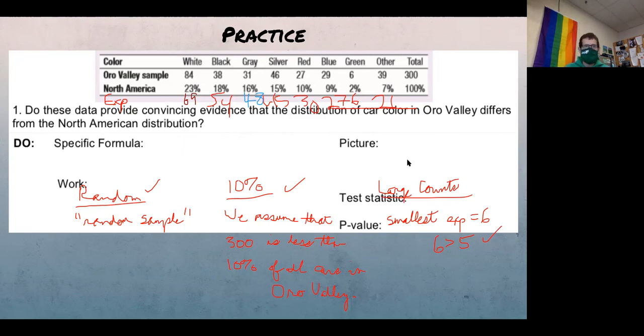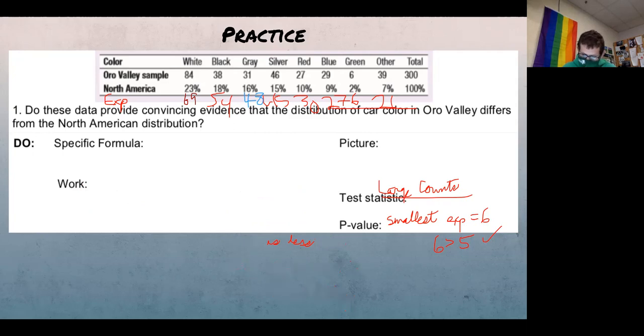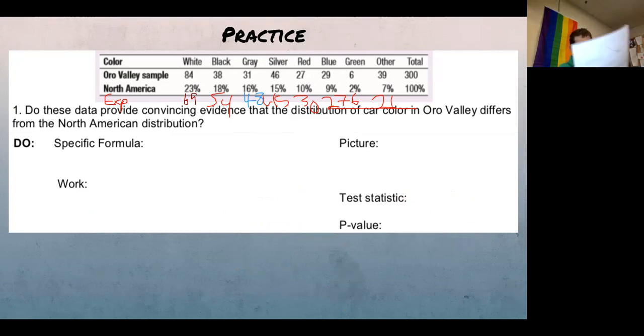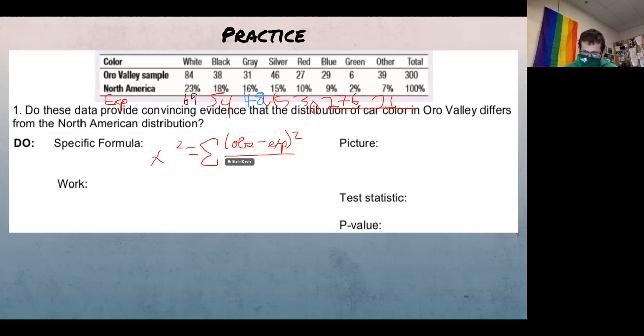But there we go, we've checked our conditions. Now we can do the work. The specific formula that we're doing, I'm going to erase this stuff down here. All right. So the specific formula is just a chi-square statistic, and that's just right there on the front. So this doesn't change even when we do our other chi-square tests later. The specific formula is still the same. Chi-square equals the sum of your observed minus the expected squared divided by the expected.